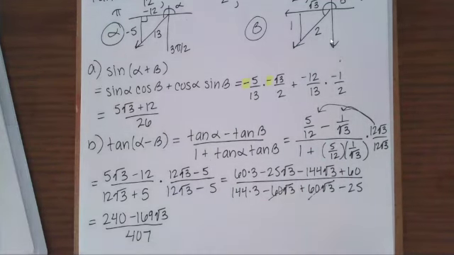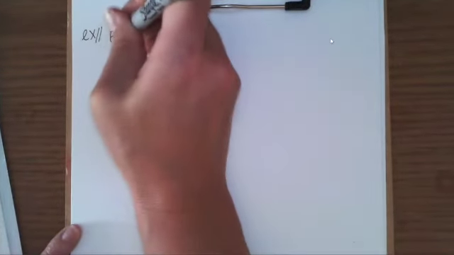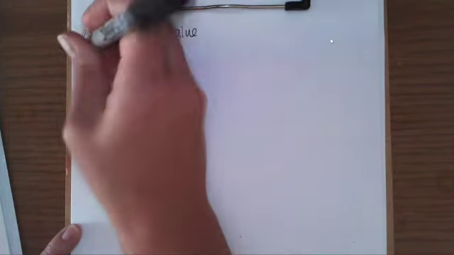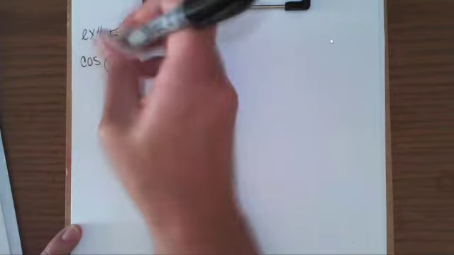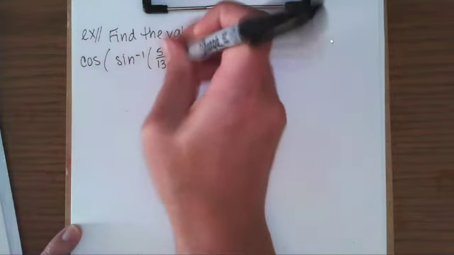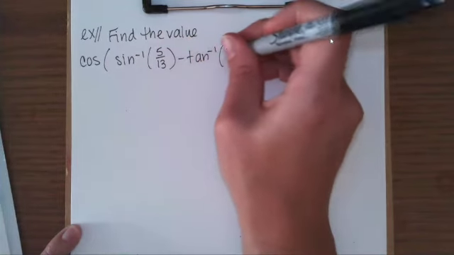I have one other type of problem we might see in this section. And this problem is pretty fun. It asks us to find the value of cosine of inverse sine of 5/13 minus inverse tangent of 3/4.